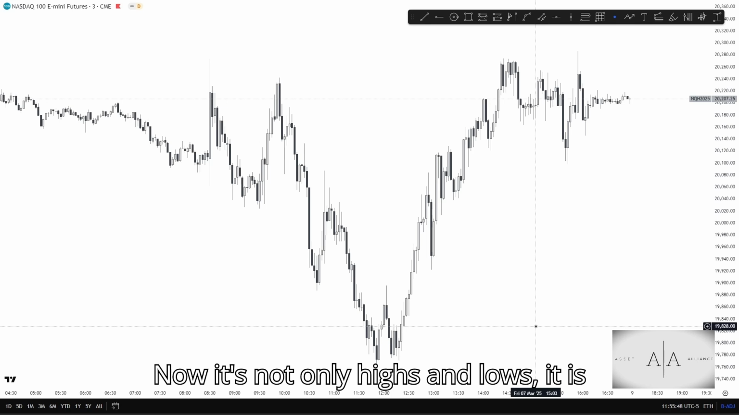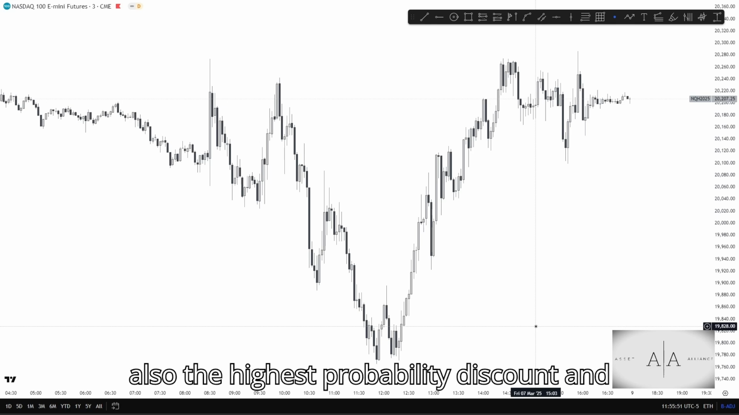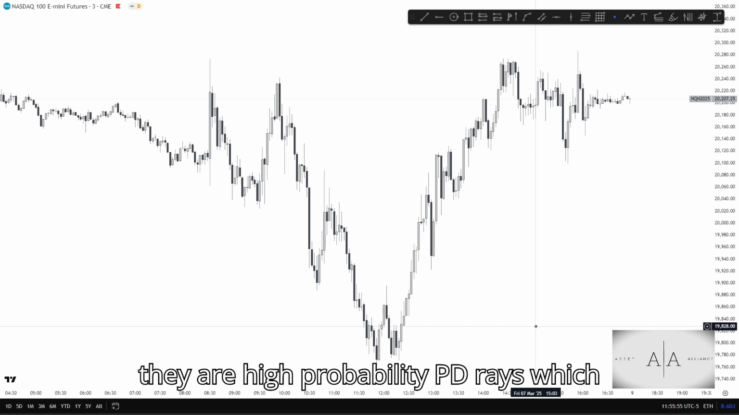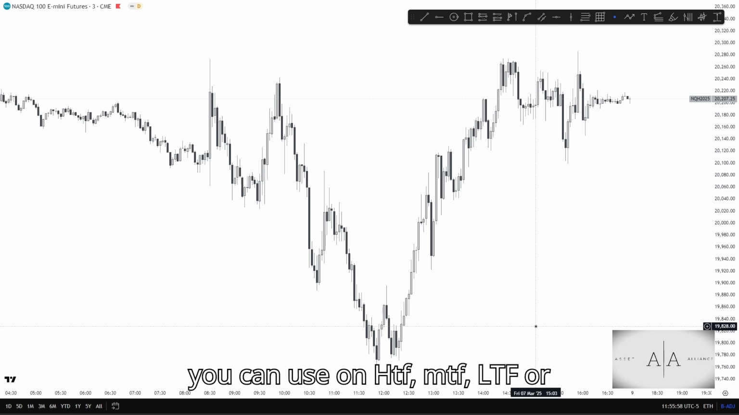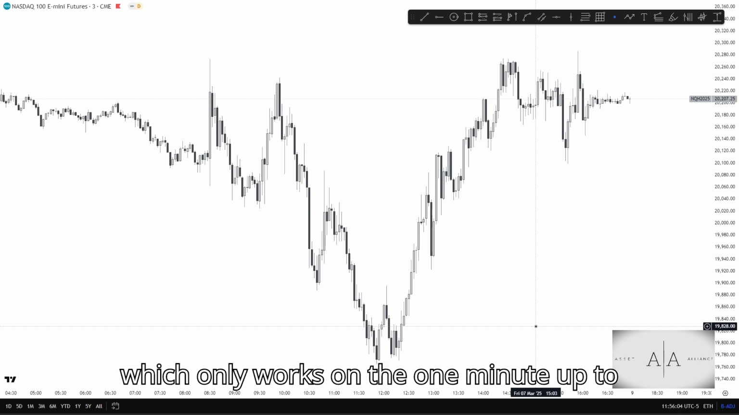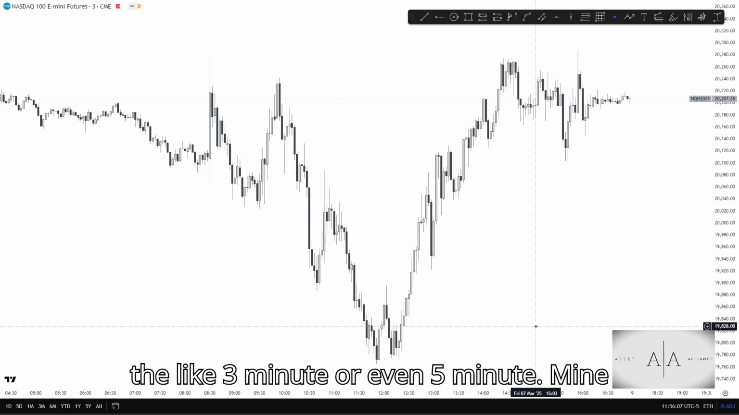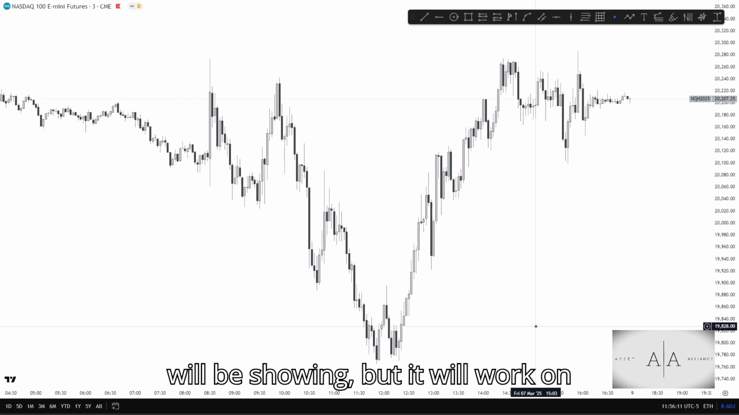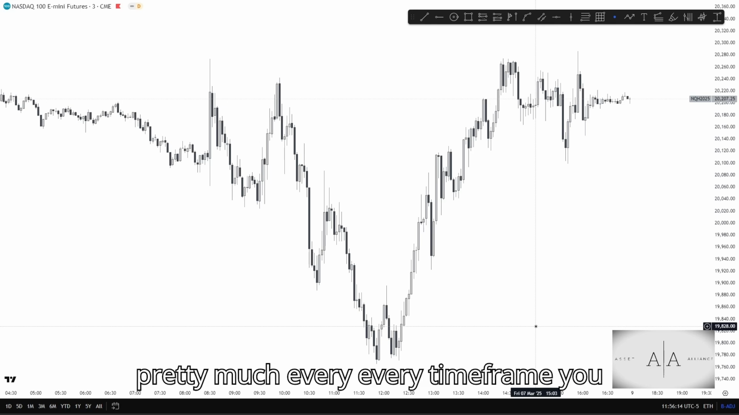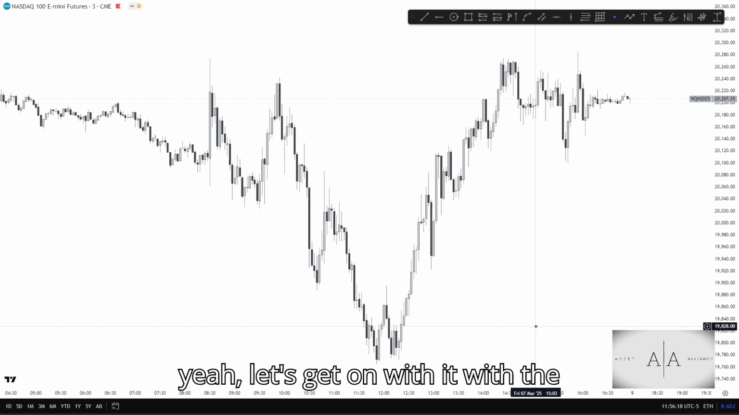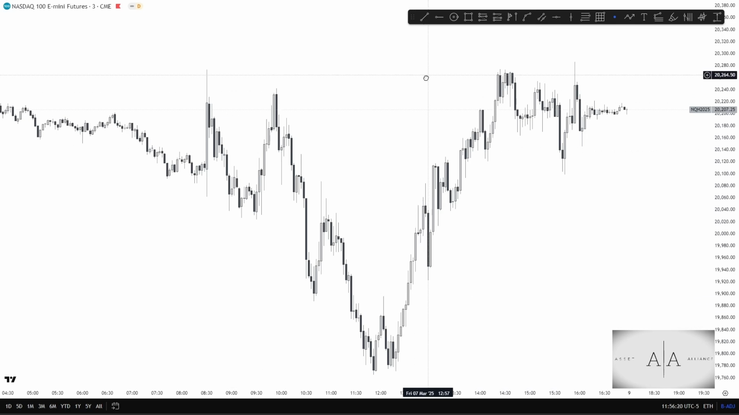Now, it's not only highs and lows, it is also the highest probability discount and premium of each of their sequence. So they are high probability PD arrays which you can use on HTF, MTF, or LTFs. Compared to go back time, which only works on the 1 minute up to like 3 minute or even 5 minute, mine will work on all the time frames that I will be showing, on pretty much every time frame you need. So yeah, let's get on with the rules.